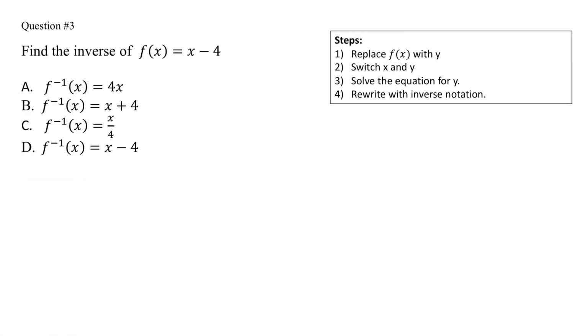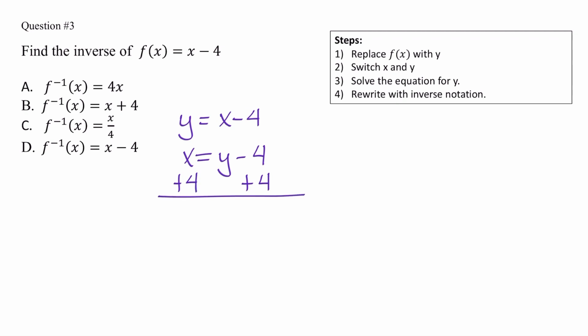So in this problem, it says to find the inverse of f of x equals x minus 4. So once again, I'm going to start off by replacing f of x with y. So I have y equals x minus 4. And then I'm going to switch x and y to find the inverse. Now what I'm going to do is solve for y by adding 4 to both sides. So when I do that, I end up with x plus 4 equals y, which if I rewrite that using inverse function notation, I end up with answer B.